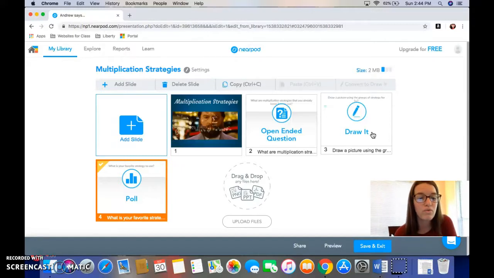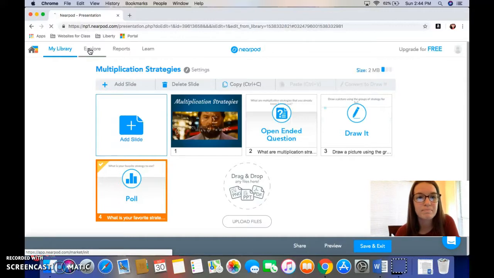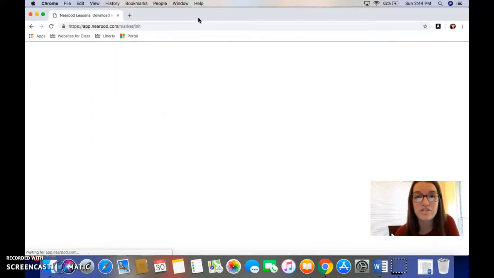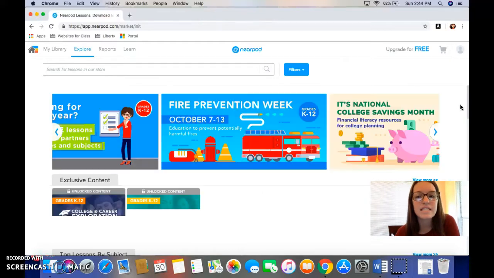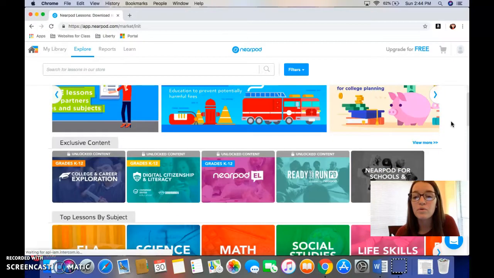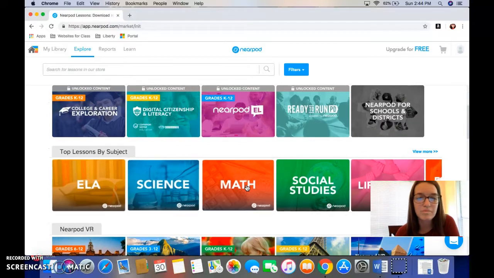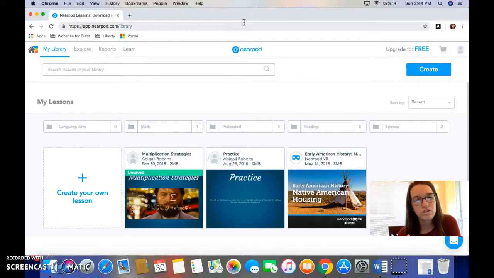One thing I do want to show you before we close out is this Explore tab. This is a lot like Teachers Pay Teachers, where they have preloaded lessons that either can be free or you have the option to find them by subject area. I have found one really good one that I do want to show you really quickly, which is this Native American housing. In social studies, my students are going over the regions of Native Americans in the United States, and this is very specifically focusing on the housing that the Native Americans use by region.